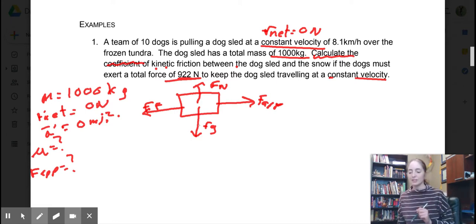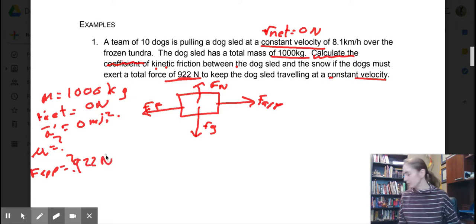So, ladies and gentlemen, let us... Oh, force applied. I did not write down our force applied. That's not a question mark. That's 922 newtons. Okay, go chew your bone. Go play with your bone.